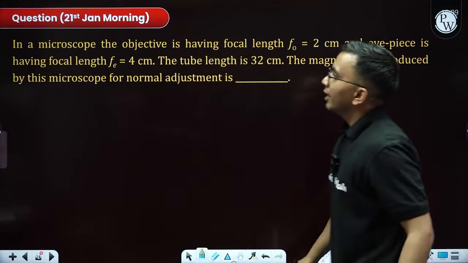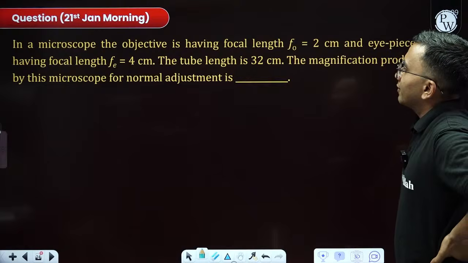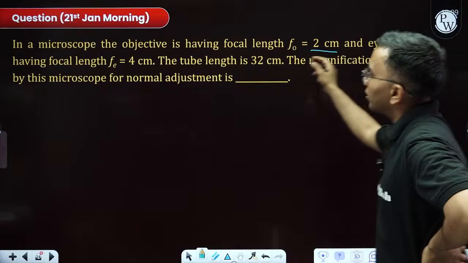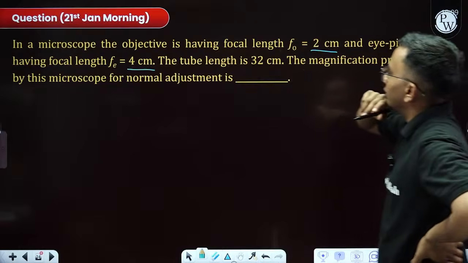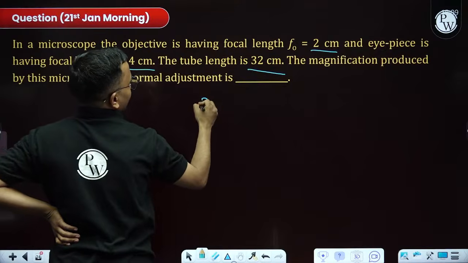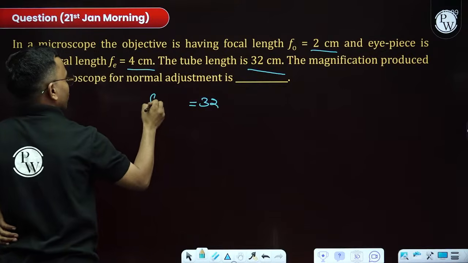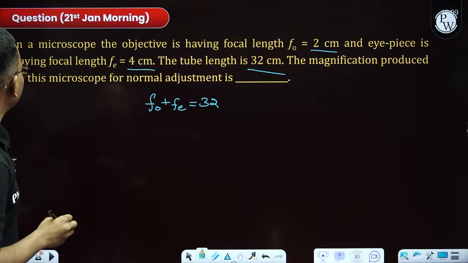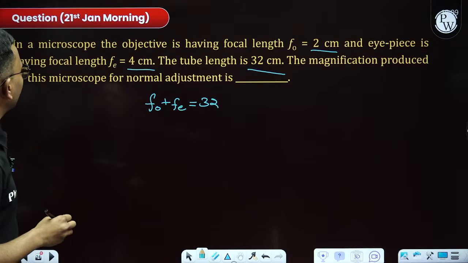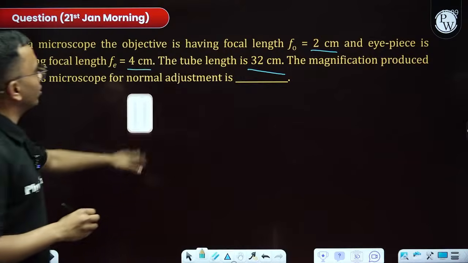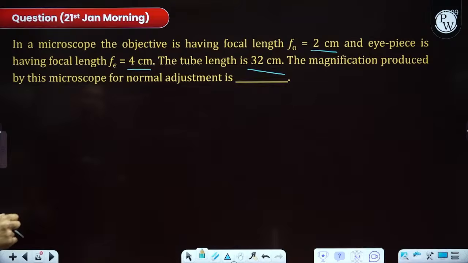Moving ahead. In a microscope, the objective is having focal length this, and eyepiece is having focal length this. The tube length is 32 centimeter. It means this 32 centimeter is equal to focal length of objective plus focal length of eyepiece. The magnification produced by, wait a minute, this is a microscope. I was thinking it's a telescope, sorry.